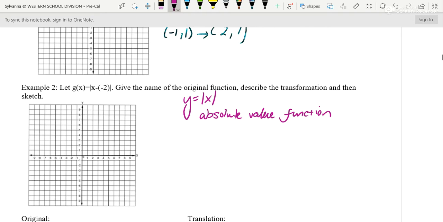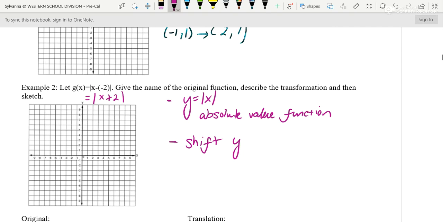So that's the name of the original. And this is describe the transformation. Here, this is the same thing as saying x plus 2, because we have a double negative there. That's the same thing as saying x plus 2. That means we're going to shift our absolute value function to the left 2.